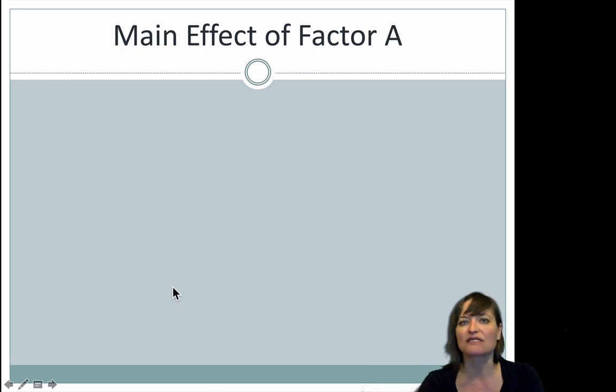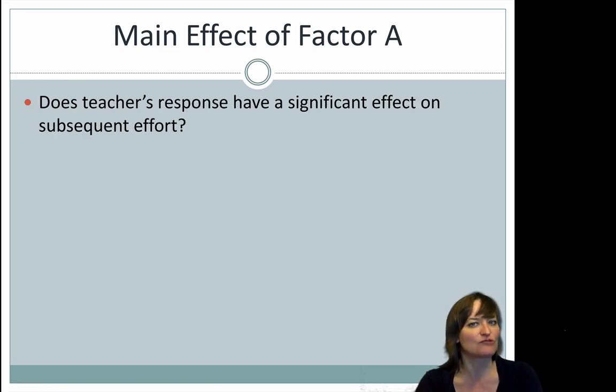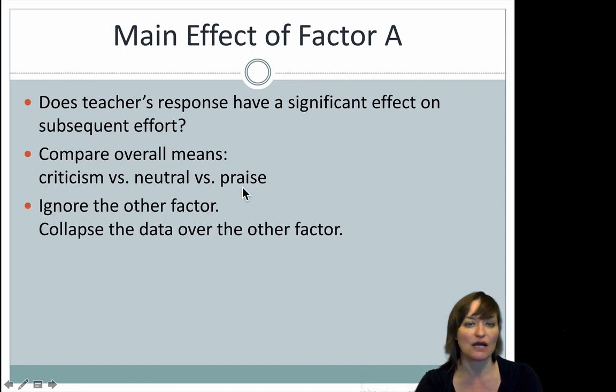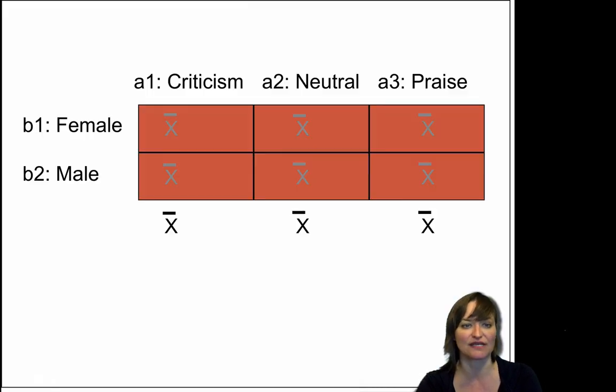Let's look at the main effects. If we wanted to look at the main effect of factor A, teacher's response, we're just asking the question, does teacher's response have a significant effect on subsequent effort? So we're going to compare the overall means. We're going to collapse over the level of gender. We're going to ignore the gender and just look at all of the children who receive criticism, all who receive neutral, and all who receive praise. So we're collapsing the data over the other factor.